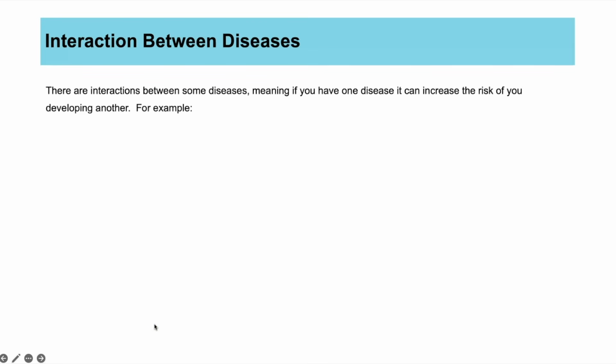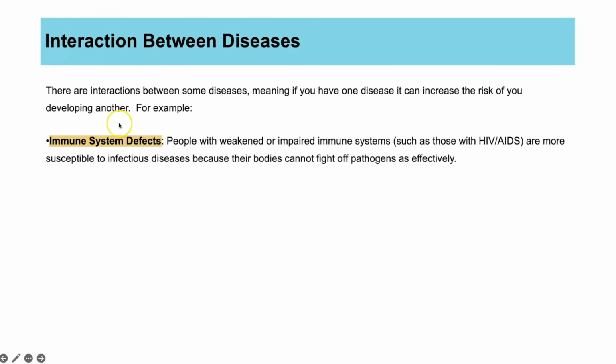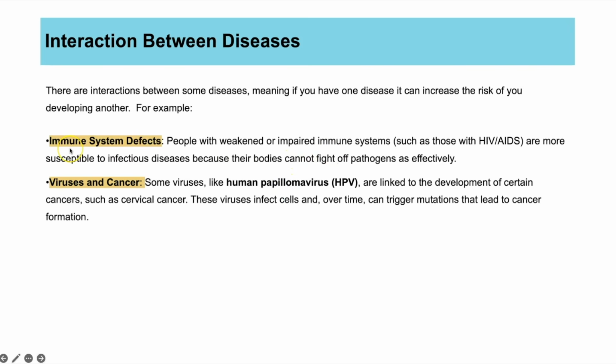There's also some interaction between different diseases, meaning if you have one disease, it can increase your risk of developing a different disease. So for example, if we look at immune system defects, people who have a disease resulting in a weakened or impaired immune system, such as those with HIV, which then can develop into AIDS, are more susceptible to get infectious diseases because their immune system can't fight off the pathogens. Virus and cancer, there's a link here as well, because some viruses, like the human papillomavirus, or HPV for short, are linked to certain cancers, and HPV is linked to cervical cancer.